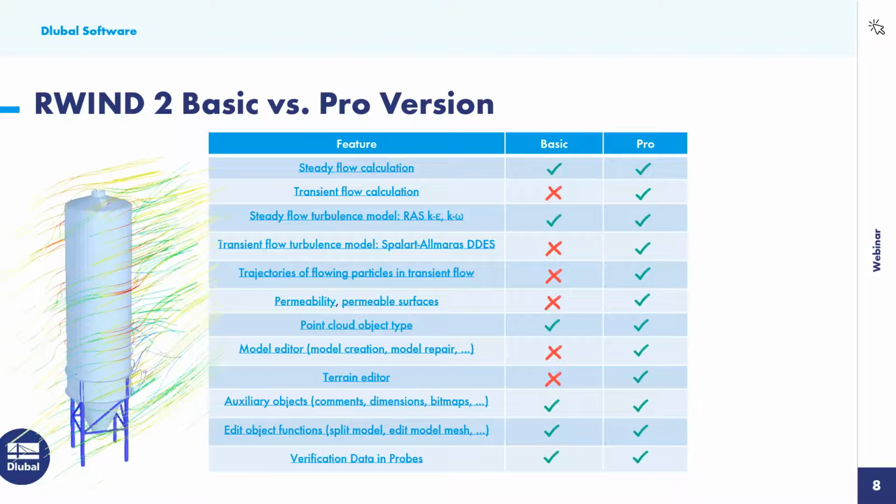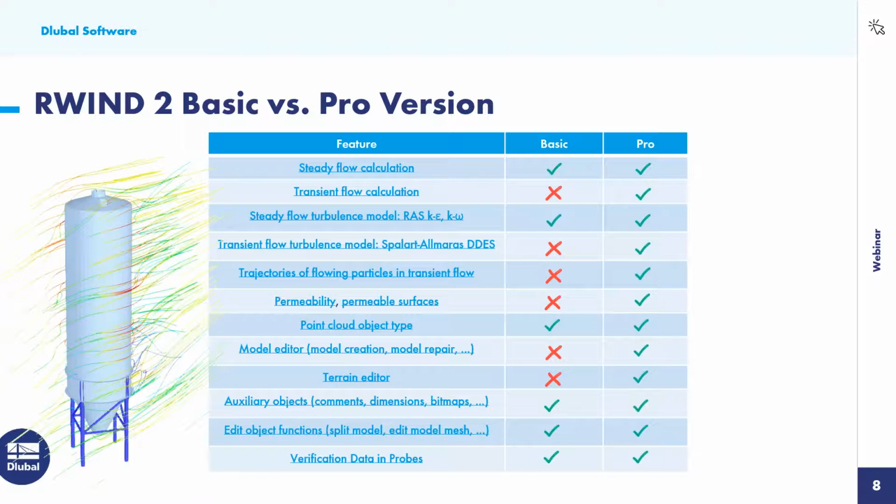So for those of you not familiar with RWIND 2, we now offer two versions, the basic and the pro. So we have this table here comparing the features that are available within each version. And we won't have time to go through each one of these today, but all of these do have hyperlinks as well that go directly to our online manual for RWIND to discuss a little bit more. But the main focus here is going to be up at the top, our first line, this steady flow calculation, which is offered in both the basic and the pro. And this is essentially going to capture the wind flow at a single point in time.